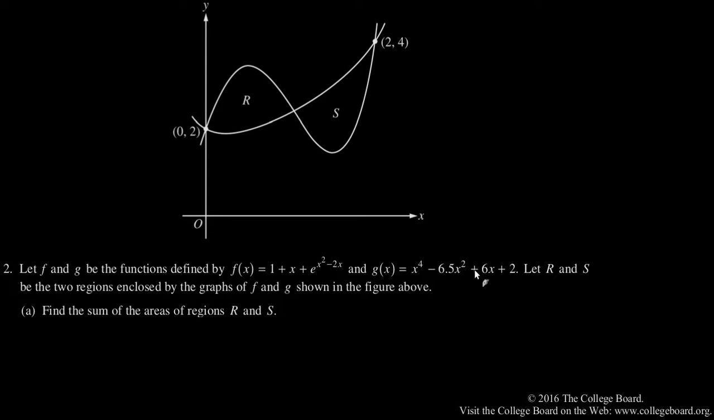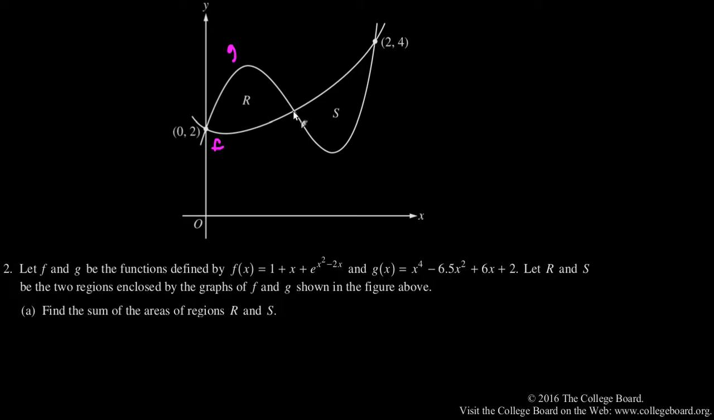I can see, so I know from these functions, 1 plus x plus e to the x squared minus 2x is going to be this bottom function, sort of like an exponential growth function. I'm going to label that this one is f. The top function is this g of x. It looks like it has a fourth power. It's a quartic function. So I'll put g up there.